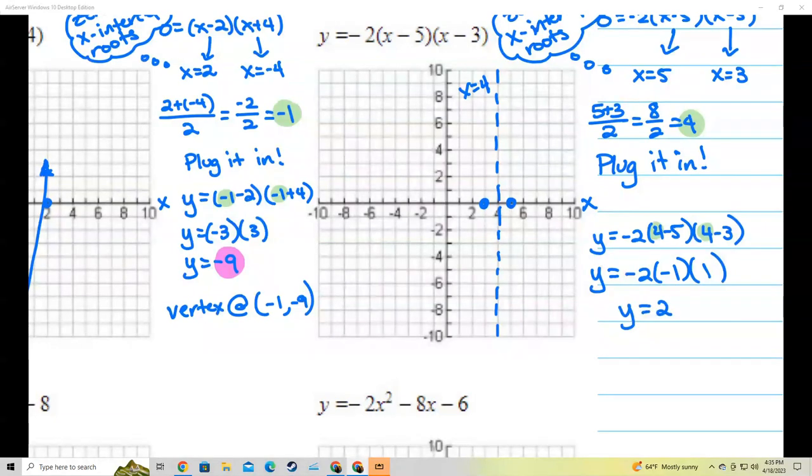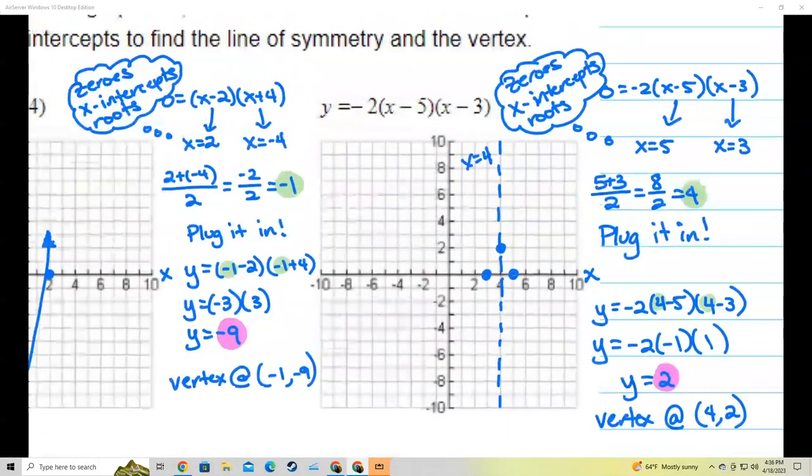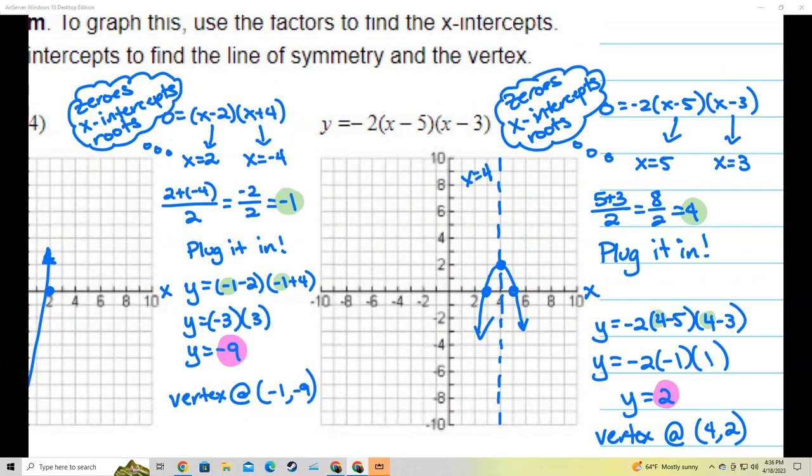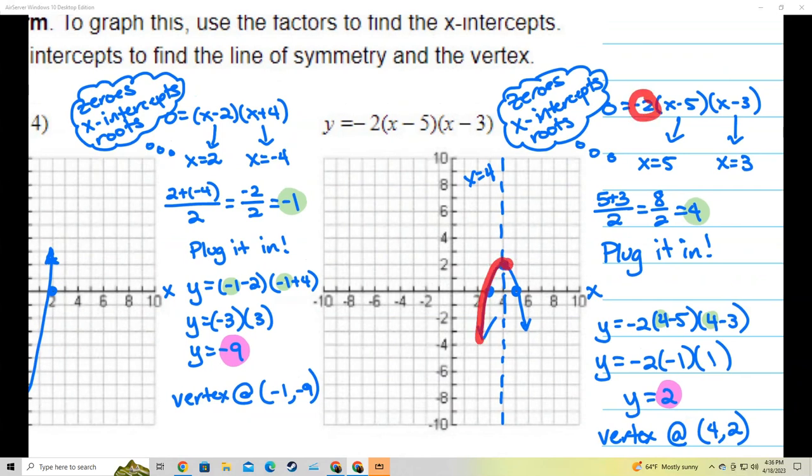You just found the second part of your vertex, which means your vertex must be at the point (4, 2). 4 comma 2, I put a dot. I'm going to go ahead and sketch what I think this graph is going to look like. And that makes sense because I do have something that's concave down, and I ended up with something that's concave down. So I'm pretty sure I probably did this right.